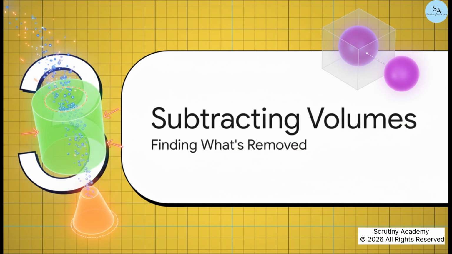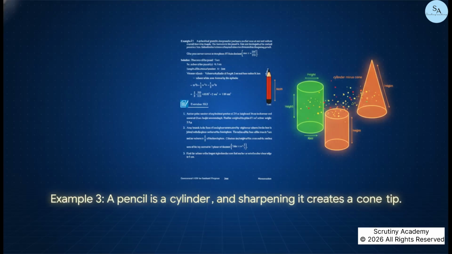But what happens when you create a shape by taking away material from another one? Well, that's when subtraction gets its moment to shine. Just think about sharpening a pencil. We've all done it. You start with a cylindrical piece of wood, right? And the sharpener carves away some of that wood to make a cone at the tip. So how would you figure out the volume of all those little wood shavings that fell off?